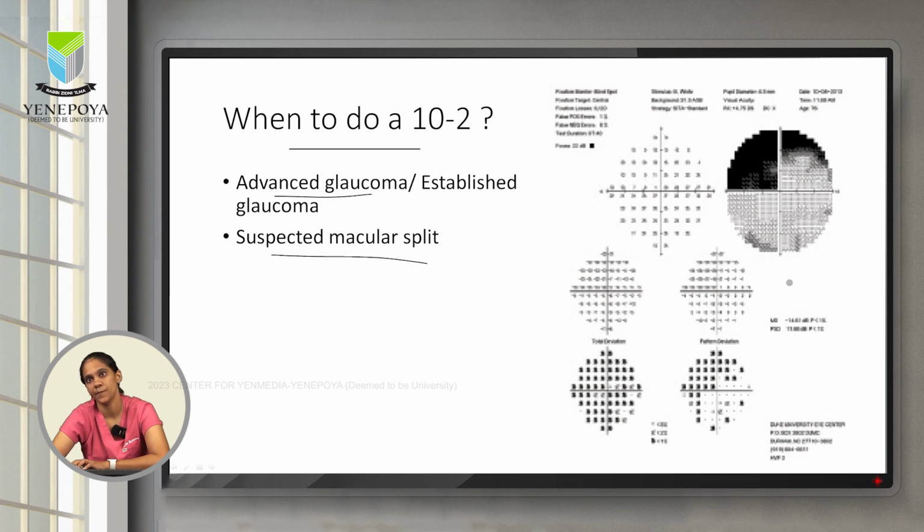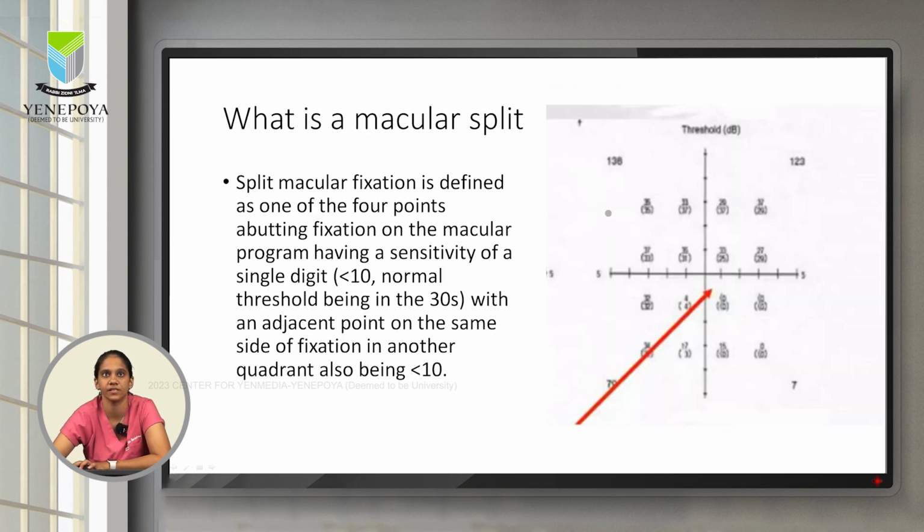This is going to be nothing much different about the depiction of the entire result except for the fact that this is only central 10 degrees and the number of points here are 68. Okay. What is macular split? So for macular split, there are actually 2 schools of thought.